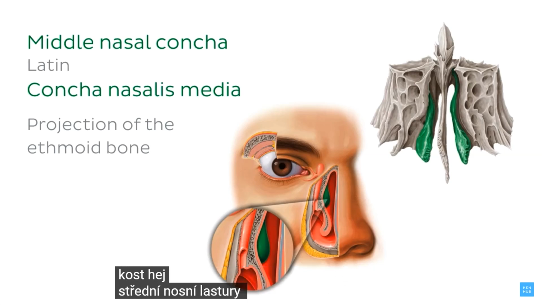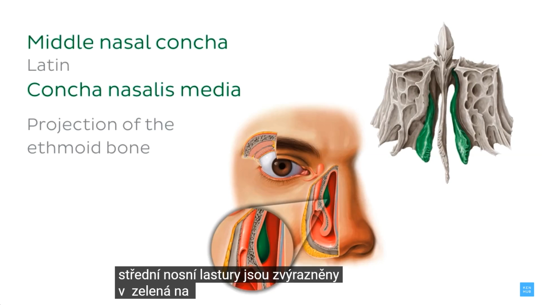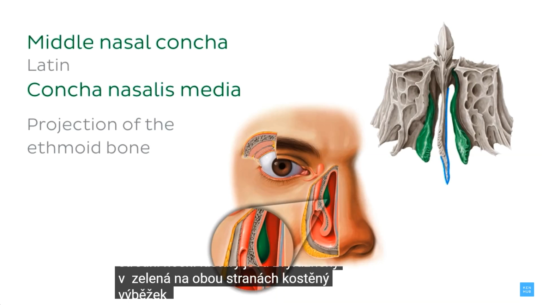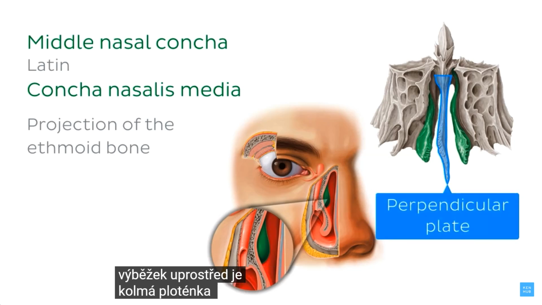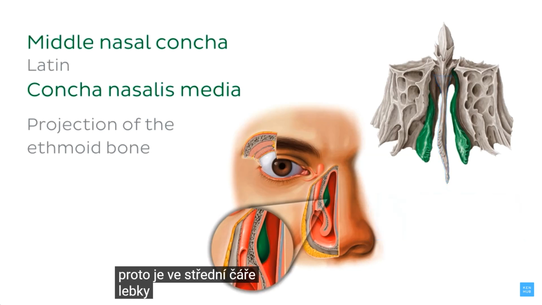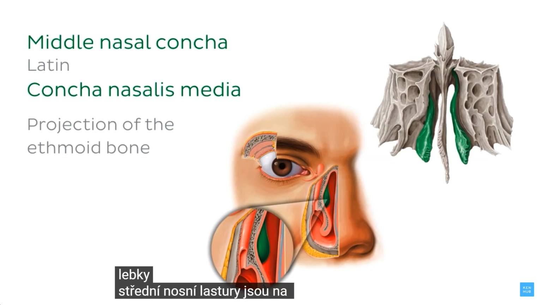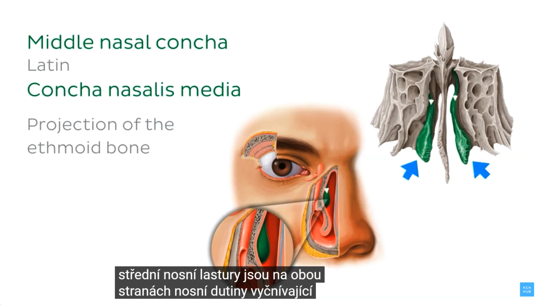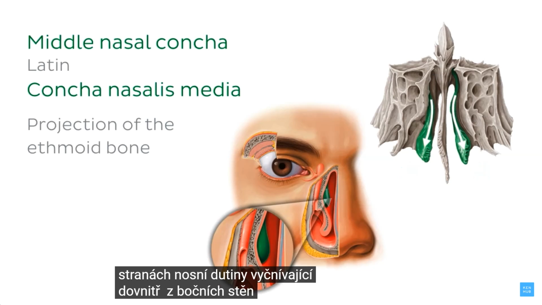The middle nasal conchae are highlighted in green, one on either side. The bony projection in the middle is the perpendicular plate of the ethmoid bone, which makes up part of the nasal septum. Therefore, it is in the midline of the skull. The middle nasal conchae are on either side of the nasal cavity, projecting inwards from the lateral walls.